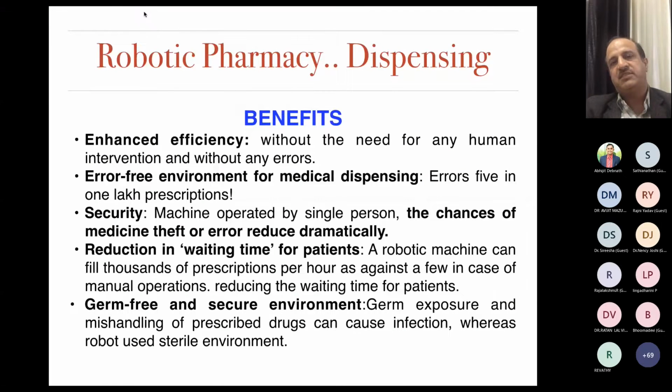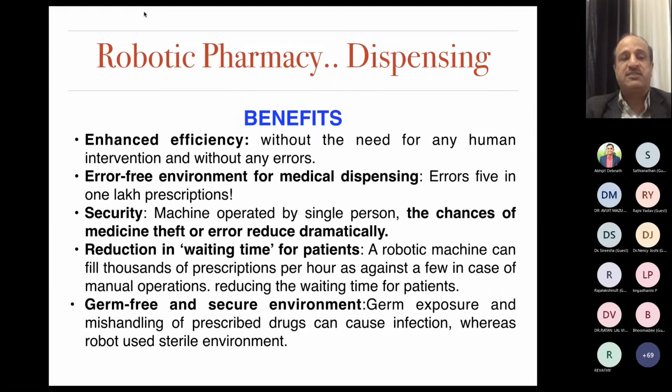When coming to the pharmacy, the dispensing is going to be possible with enhanced efficiency. Within a fraction of a second, the barcode of the prescription is read by the robotic system and it brings out the drug from the rack. The errors are very few. Only 5 have been reported in 1 lakh prescriptions. If we look at human errors, there are 1,000 in 1 lakh.